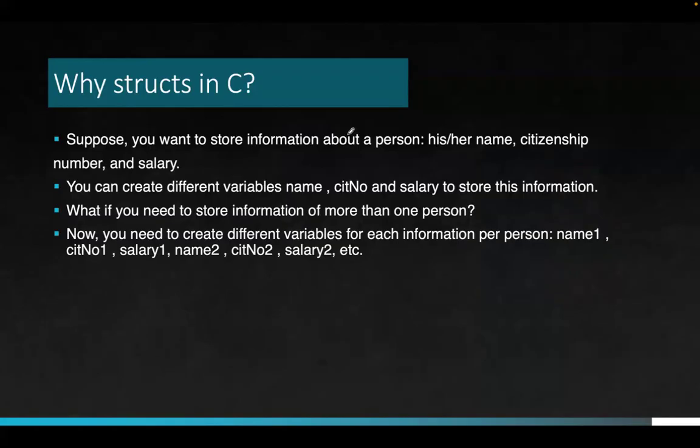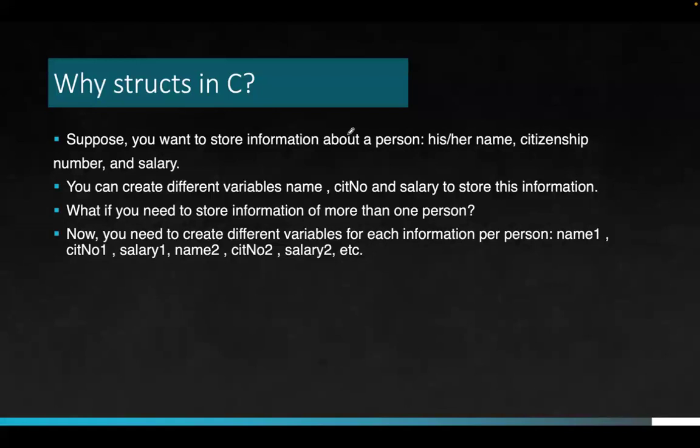Now, a big question will come, right? Why do we need structures in C? Let's take an example. Suppose you want to store some information about a person: his name, citizenship number, and salary. You can create different variable names. Let's say in your society or colony, you have 1,000 people. So 1,000 people will have 1,000 different names, and their citizenship numbers and salaries are different.